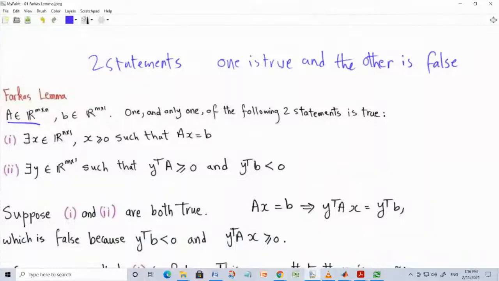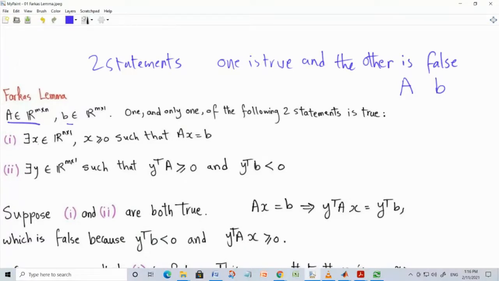So in the Farkas lemma, our objects are two: a matrix with general dimension. We don't really need to care whether this matrix is square or fat or skinny or anything. And then there is a vector. Farkas lemma operates on a matrix and a vector, and it tells you that one and only one of those statements is true.